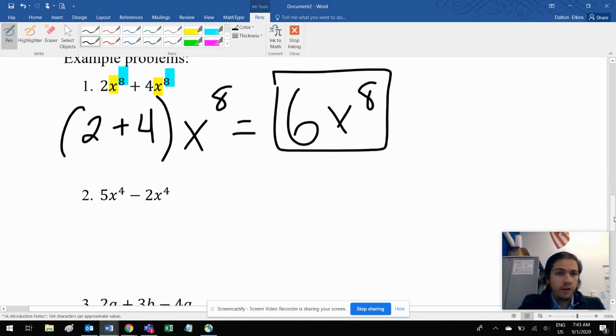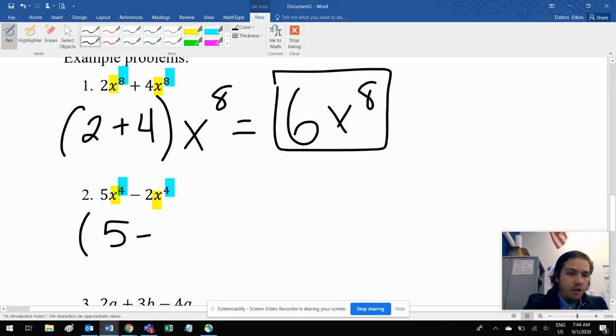Looking at another one, this one is a subtraction example. Again, let's just double check our variables. We have an x, we have an x. Okay, variables are the same. Good start. Let's look at the exponents. Exponents 4 and 4. Sweet, exponents are the same as well. So let's take those coefficients, and we want to subtract them this time. So 5 minus 2. And that's going to go in front of x to the power 4.